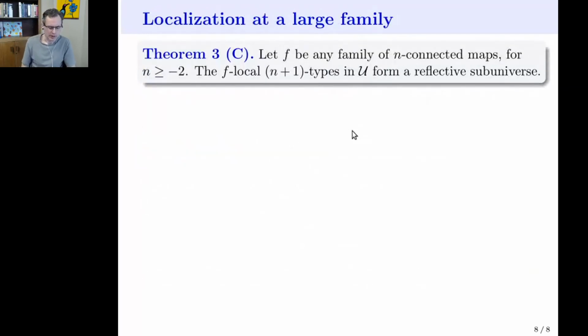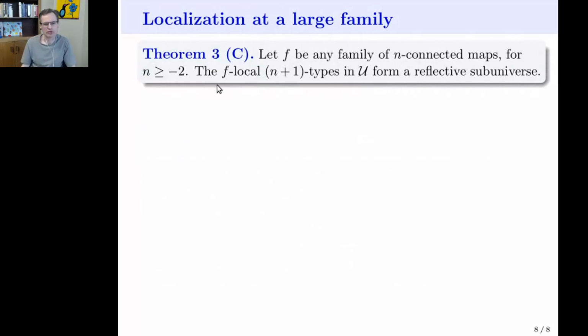Okay, so now here's the main theorem that is the analog of that first point from the CSS result. It says if you take any family of n-connected maps, and n is some fixed number, at least -2, and you look at the f local n plus 1 types in U, then they always form a reflective subuniverse. And the key here is I didn't say anything about this family being small in any sense. I didn't say anything about what universe the indexing type is in or the types AI and BI. Just pick any family you want, as long as the maps in the family are n-connected.